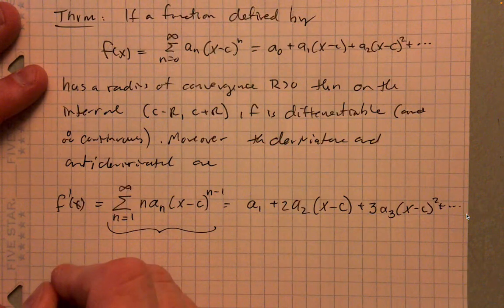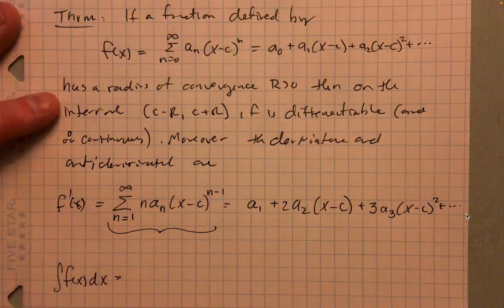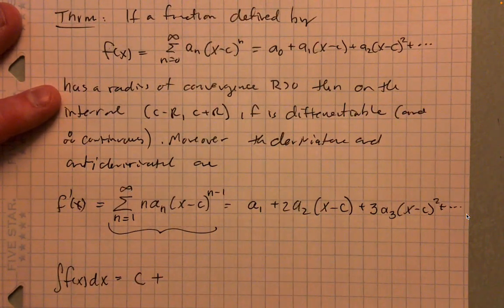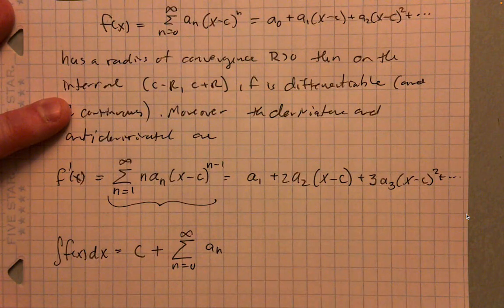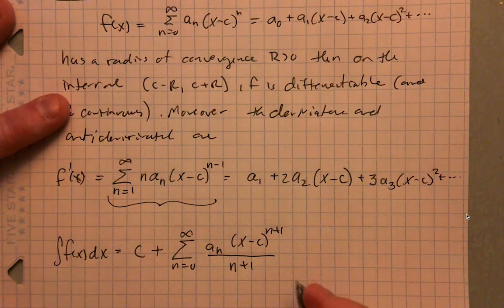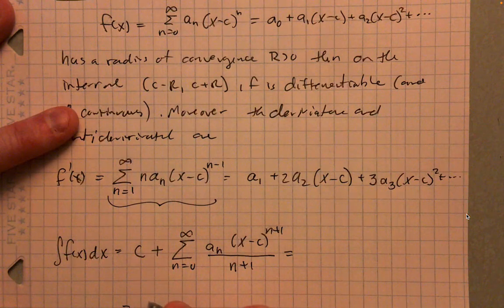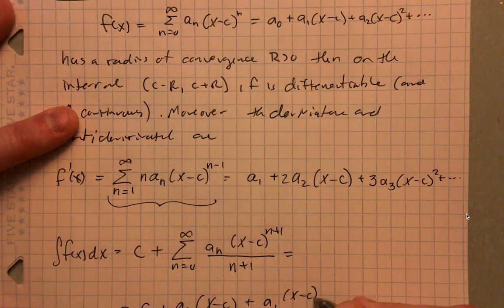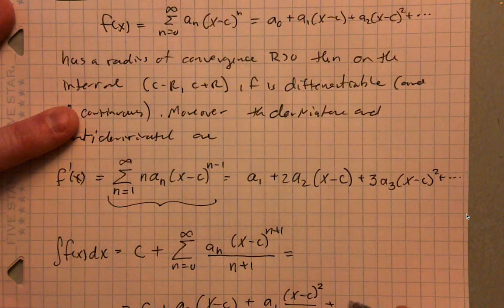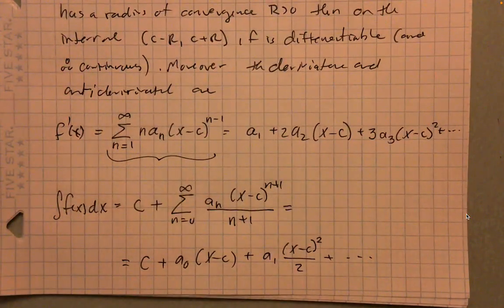Okay, what about the integral? The integral of f of x dx is going to be equal to c plus, there's a constant of integration there that we'll have to think about, the sum from n equals 0 to infinity of a sub n, which stays the same, times x minus c to the n plus 1 power, all divided by n plus 1. Writing out the first couple terms, put the c up front, then plus a0 times x minus c plus a1 times x minus c squared over 2 plus, and I'll leave it at that. So this is the derivative and the integral of a power series.